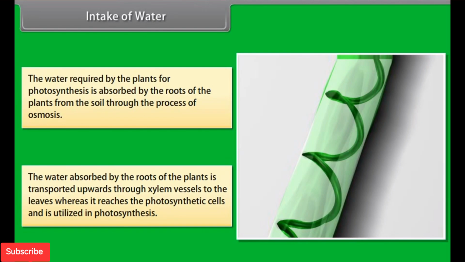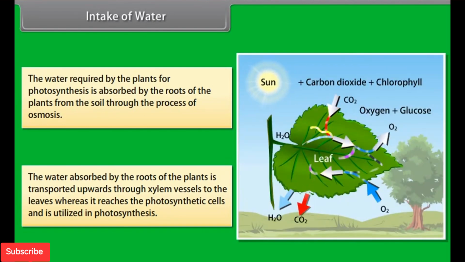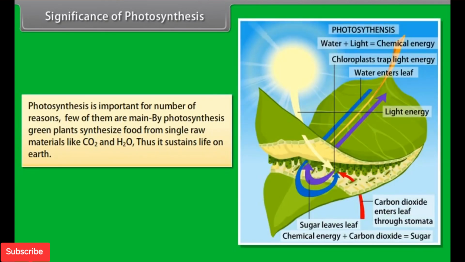Significance of photosynthesis. Photosynthesis is important for a number of reasons. A few of the main ones: by photosynthesis, green plants synthesize food from simple raw materials like CO2 and H2O. Thus, it sustains life on Earth.